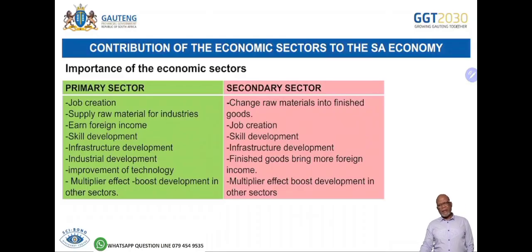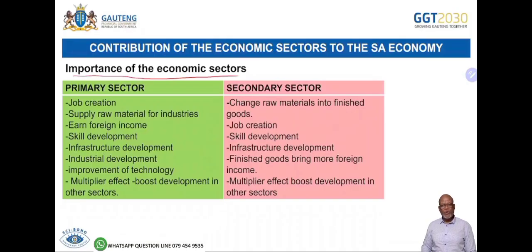Now, this is the most interesting question: the importance of the economic sectors. Dear learners, I will tell you, when it comes to economic geography, all sectors of economy, you'll find that you could give one answer to answer all of the questions that ask you about the importance.